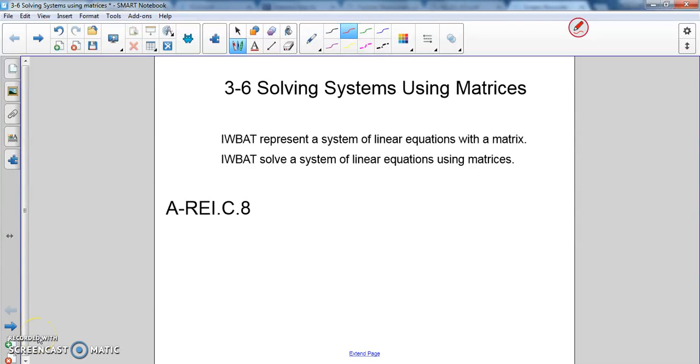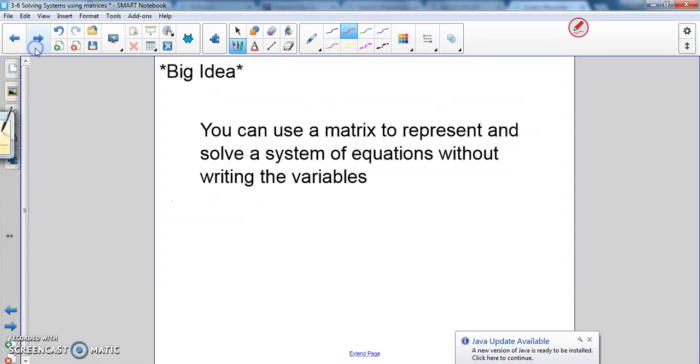Guys, today we are going to do 3-6, solving systems using matrices. So you will be able to represent a system of linear equations with a matrix, and you will be able to solve a system of linear equations using matrices. Our big idea: you can use a matrix to represent and solve a system of equations without writing variables.